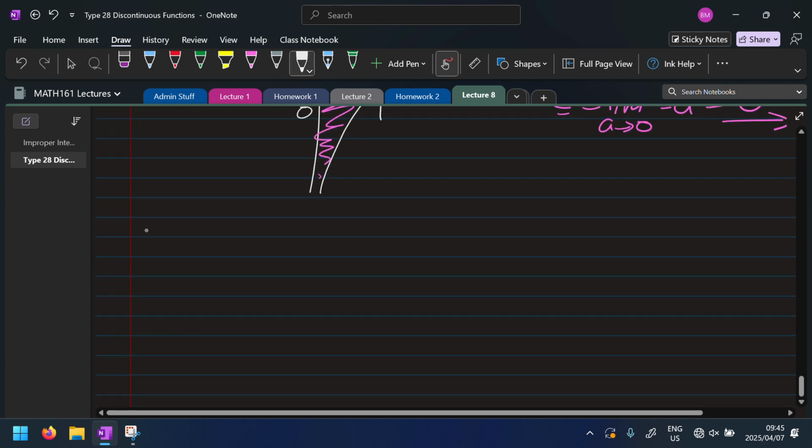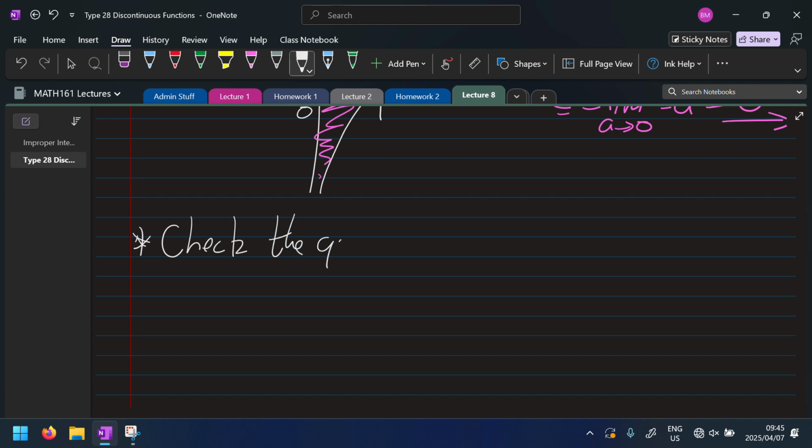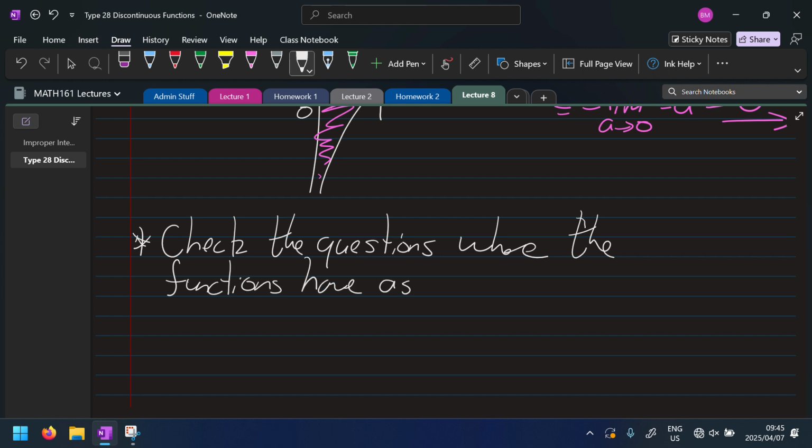So just as a little note here, check the questions where the function has an asymptote. Right, only very few functions will have the asymptotes, so you just need to check a few. So for example, the natural log of x, asymptote at 0. 1 over x, asymptote at 0. 1 over x minus a, asymptote at a.